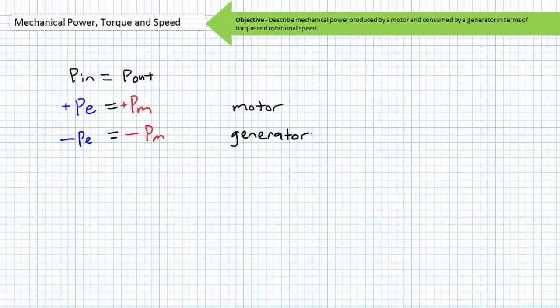Positive electrical power input means a motor is consuming electrical power. Negative electrical power input means a generator is exporting electrical power. Positive mechanical power output means a motor is delivering mechanical power. Negative mechanical power output means a generator is consuming mechanical power.